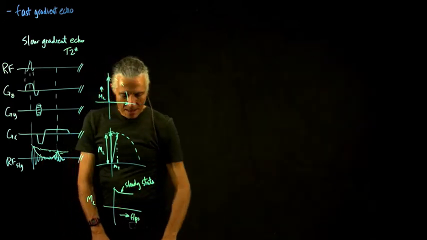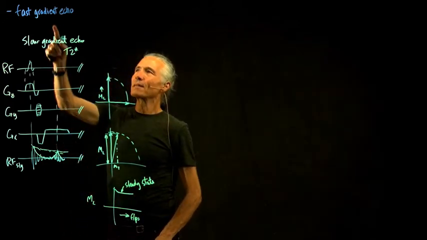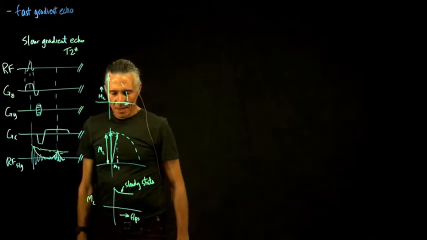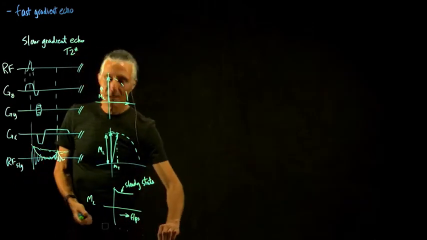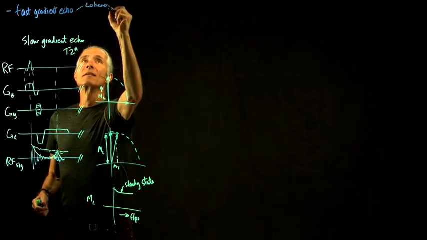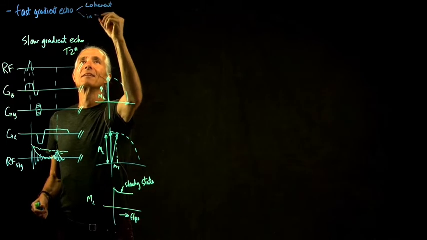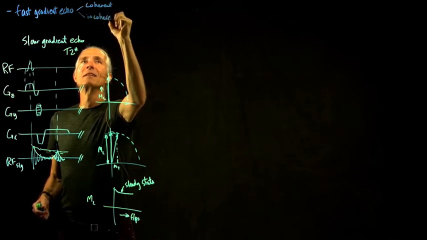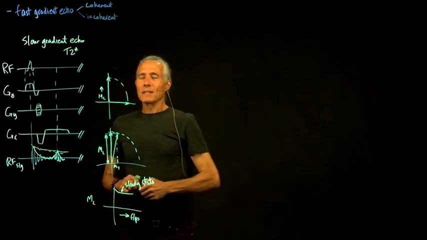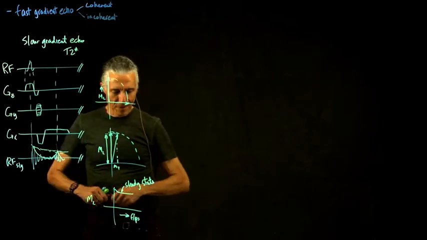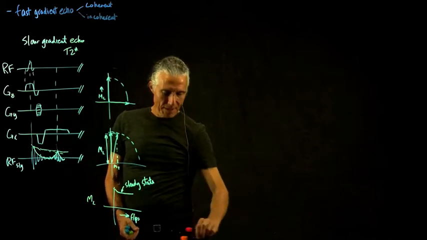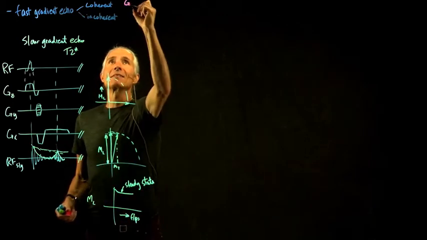So now there's two basic methods of doing this when you go really fast, and they can be classified as coherent or incoherent. And unfortunately, they have just a ridiculously various set of names. So the coherent ones are sometimes called GRASS.